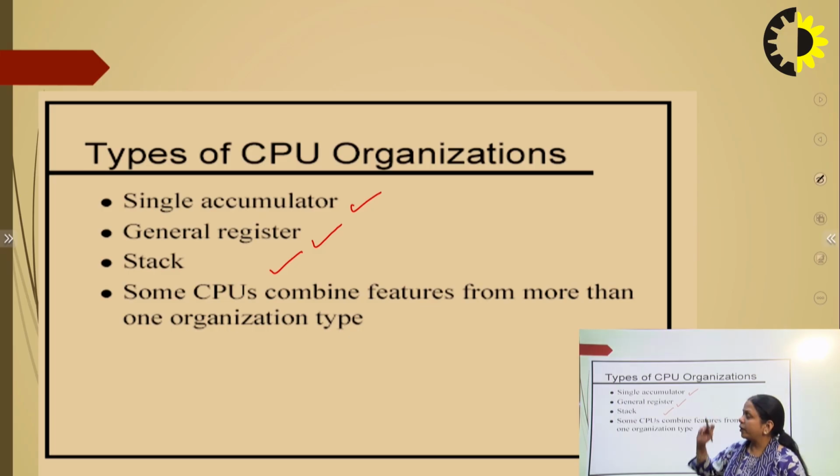In the single accumulator organization, we have only one register, which is known as the accumulator. We work using only this one register, and we use a one address instruction here. In the general register organization, we have more than one register, and that is why it is known as the general register organization. In this lecture, we will discuss how it performs when we have more than one register. The next one is the stack organization.